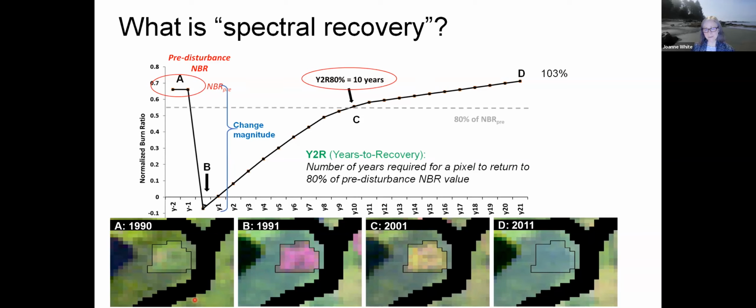And in this example you see here, at C, it took 10 years for this particular pixel to return to 80% of its pre-disturbance value. We can, however, also measure and report as a continuous variable how that pixel has progressed relative to its pre-disturbance value. And say at the end of the time series, in this case at 21 years post-disturbance, we see that it's 103% of what it was prior to the disturbance. So that's how we're assessing spectral recovery.